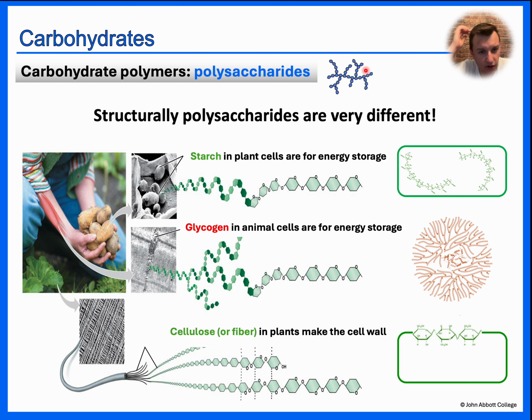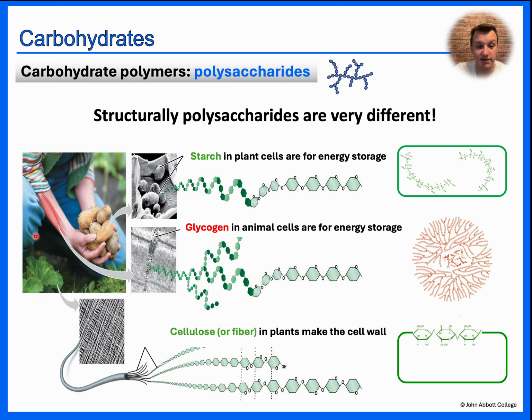Structurally, these polysaccharides are very different. Here are the potatoes. This is a potato cell. Inside of it, you see these hexagons all in a chain. This is trying to symbolize the starch. You find these chained together hexagons. This starch in plant cells is for energy storage. This is how they store their energy.